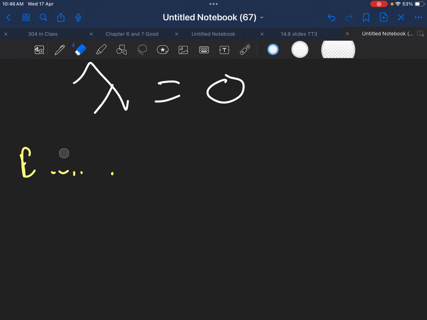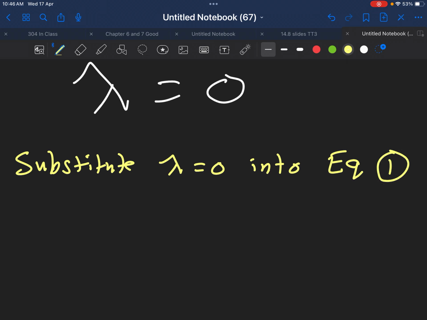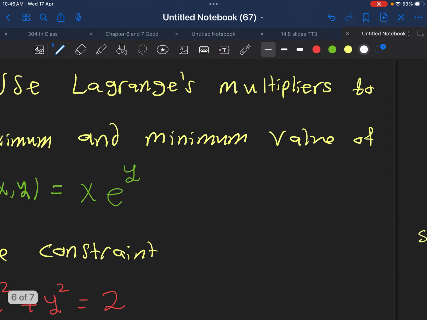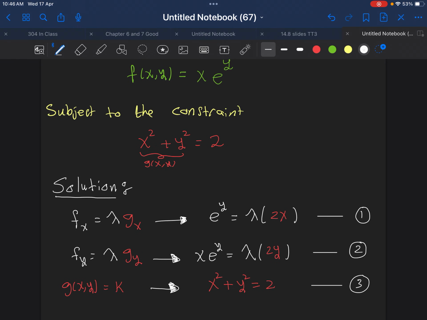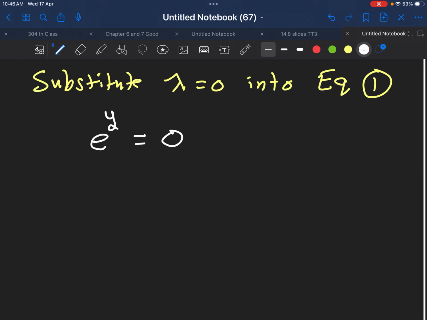Let's substitute lambda equal to 0 into equation number 1. What do we get? We get e^y on the left equal to 0 on the right. If we go back to the equation and put 0 here, everything else would be just 0, so e^y equal to 0. Now, e^y equal to 0 has no solution.